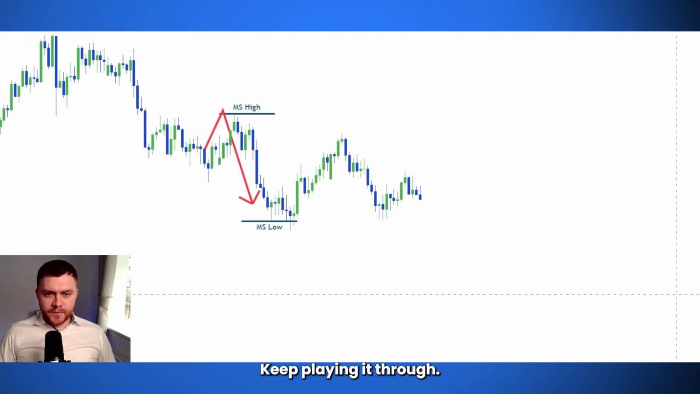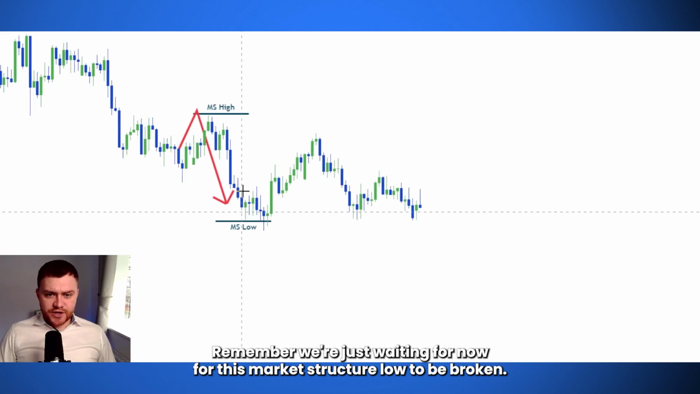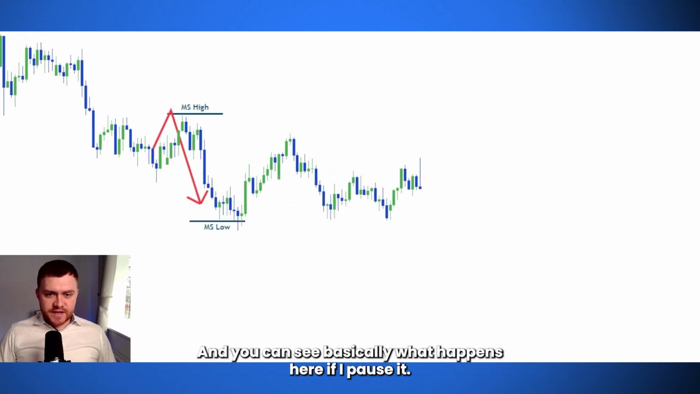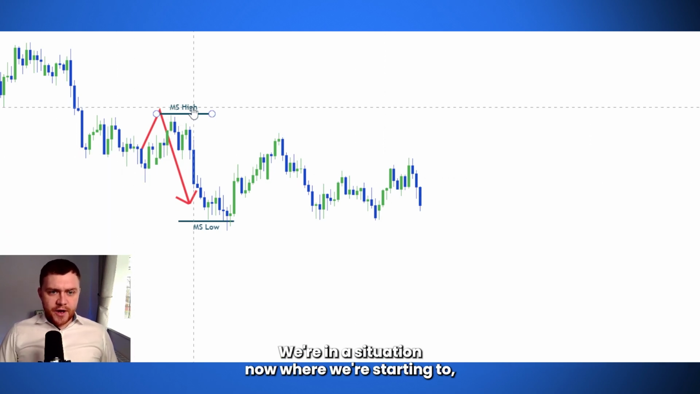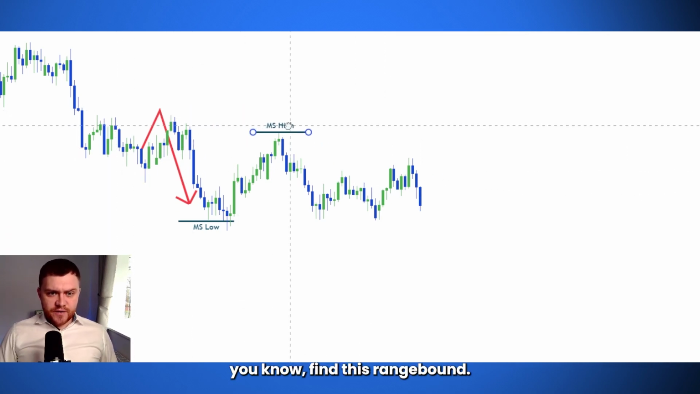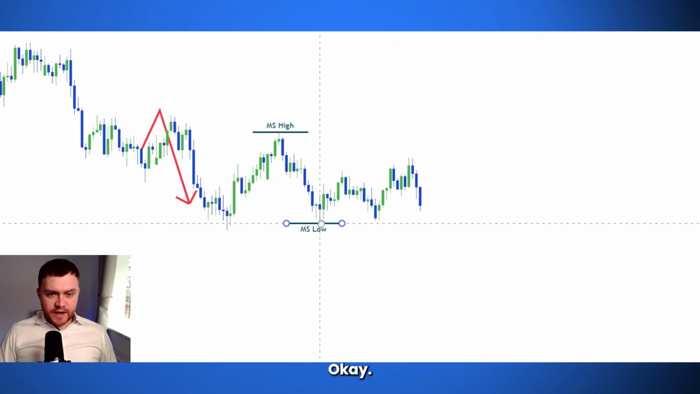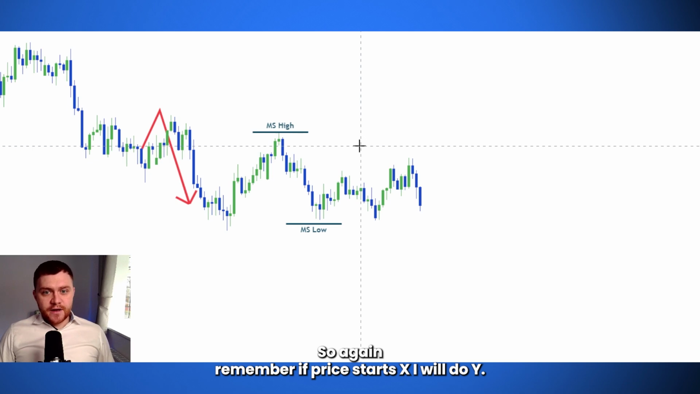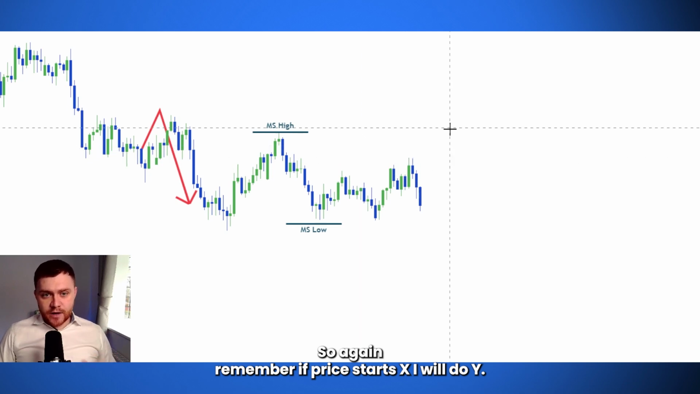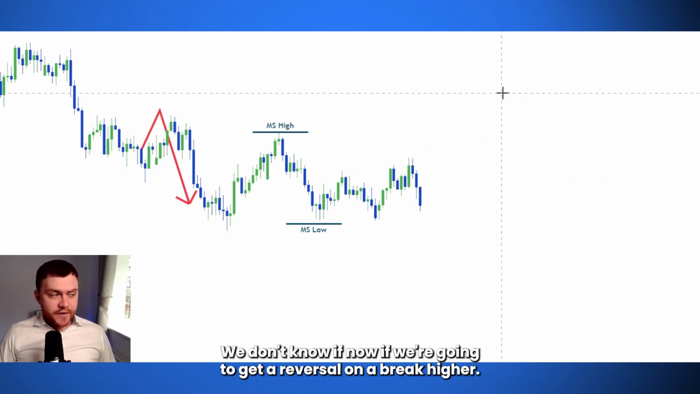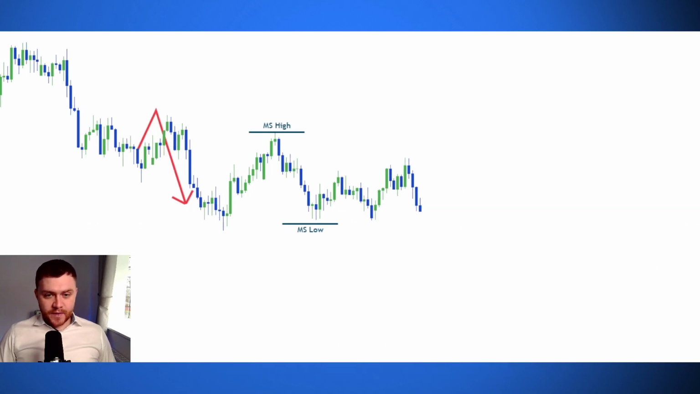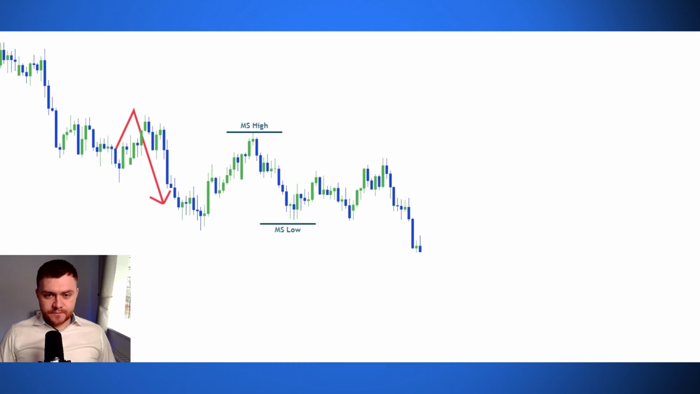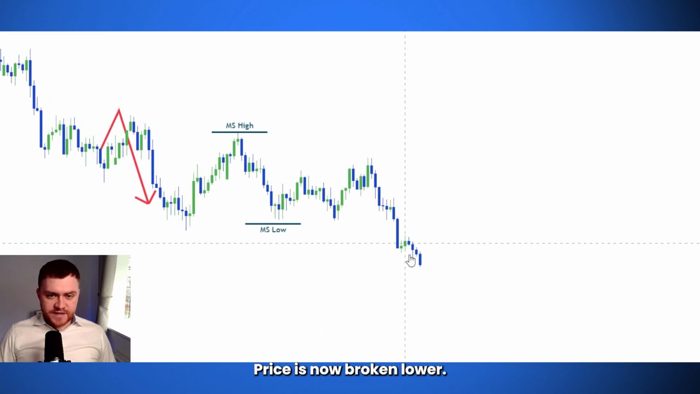Keep playing it through. Remember, we're just waiting for this market structure low to be broken. And you can see basically what happens here if I pause it. We're in a situation now where we're starting to find this range bound. Okay? So we're now in this new range. So again, remember, if price does X, I will do Y. We don't know if we're going to get a reversal and a break higher. We just literally have to wait and see what happens here. Okay, price has now broken lower.